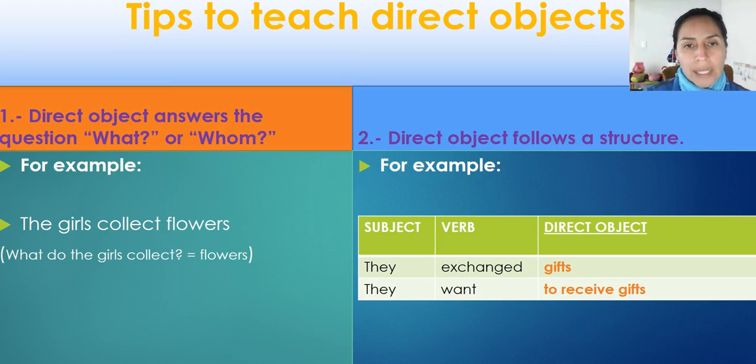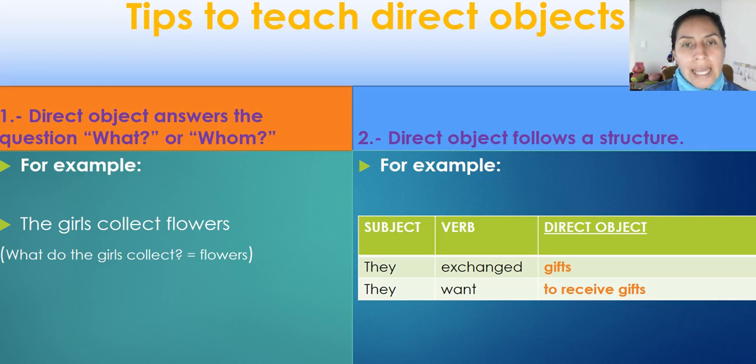For example, the girls collect flowers. The direct object appears after a transitive verb, collect. So the flowers are the direct object because they answer the question: what do the girls collect? Another tip to teach direct objects is that they follow a pattern in a declarative sentence, but this function can also be realized by a clause.